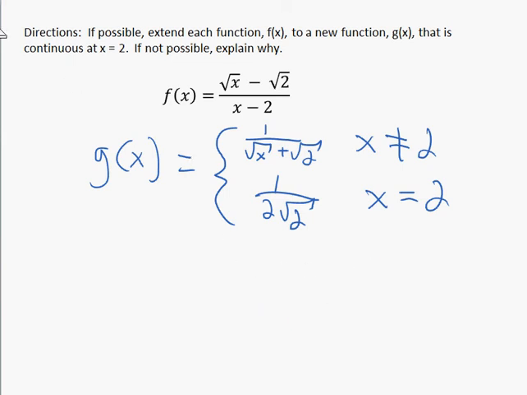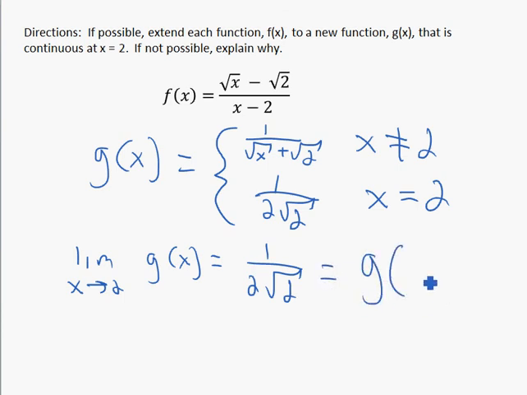So now for g of x, the limit as x goes to 2 of g of x is 1 over 2 root 2. Because if you're on this part up here as you approach 2, and this equals 1 over 2 root 2, then it should be approaching 1 over 2 root 2, and it is. And I just said, hey, guess what? g of 2 has to equal that.